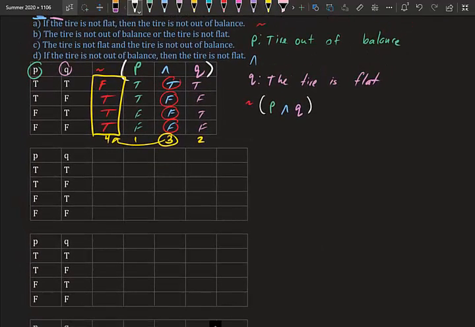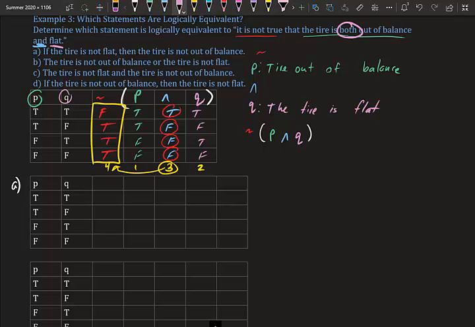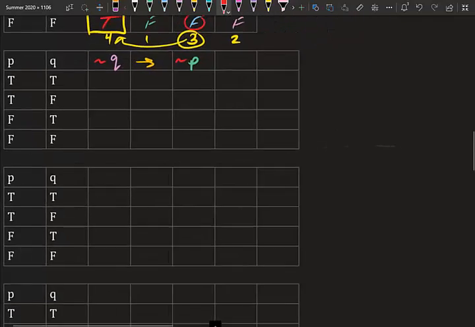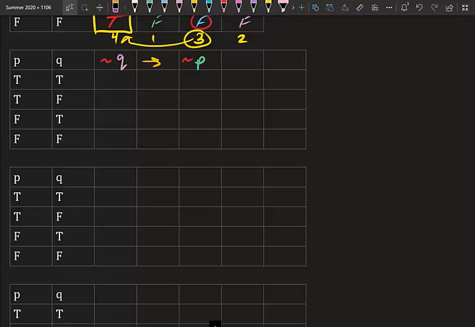All right, now we need to bring out each statement for A, B, C, D. So A, we have if the tire is not flat, then the tire is not out of balance. Flat represents Q, but it has not flat, so we do negation Q. We have our connective of if then. The tire is not out of balance: tire is out of balance is P, but since we have not, we're going to negate P. For if-then, the only thing that's false is TF. So we write negation Q: false, true, false, true. Now negation P: false, false, true, true.